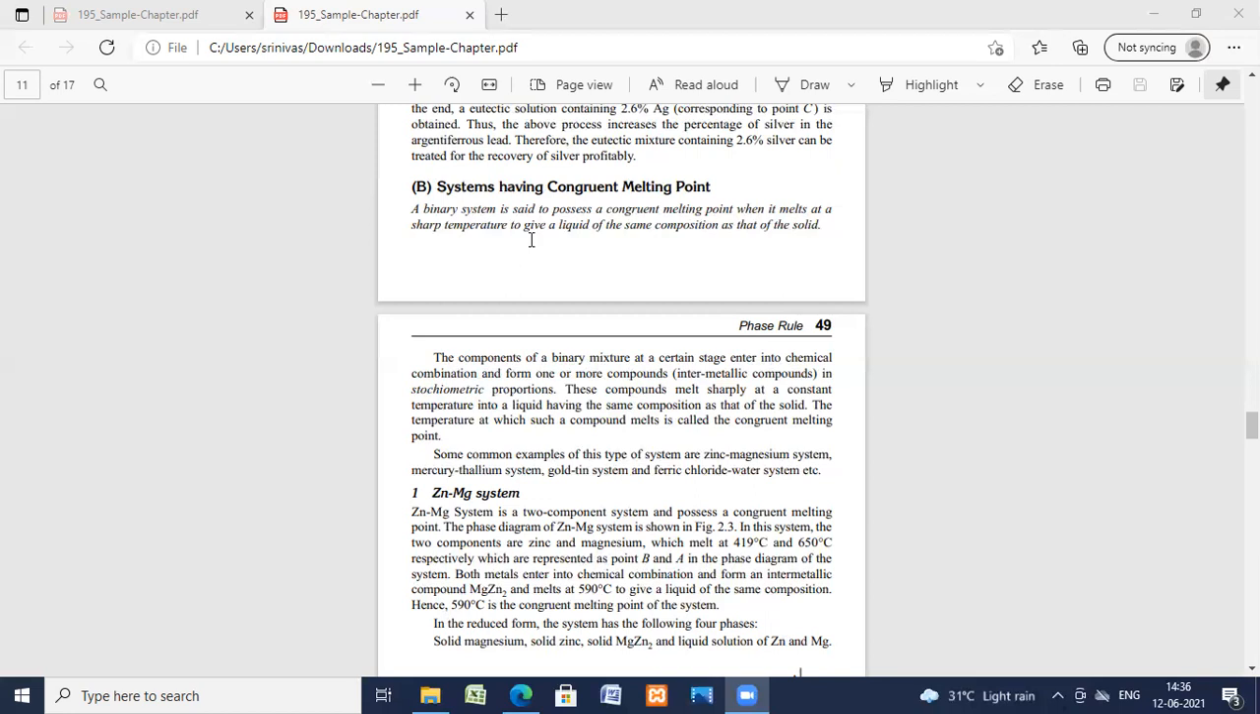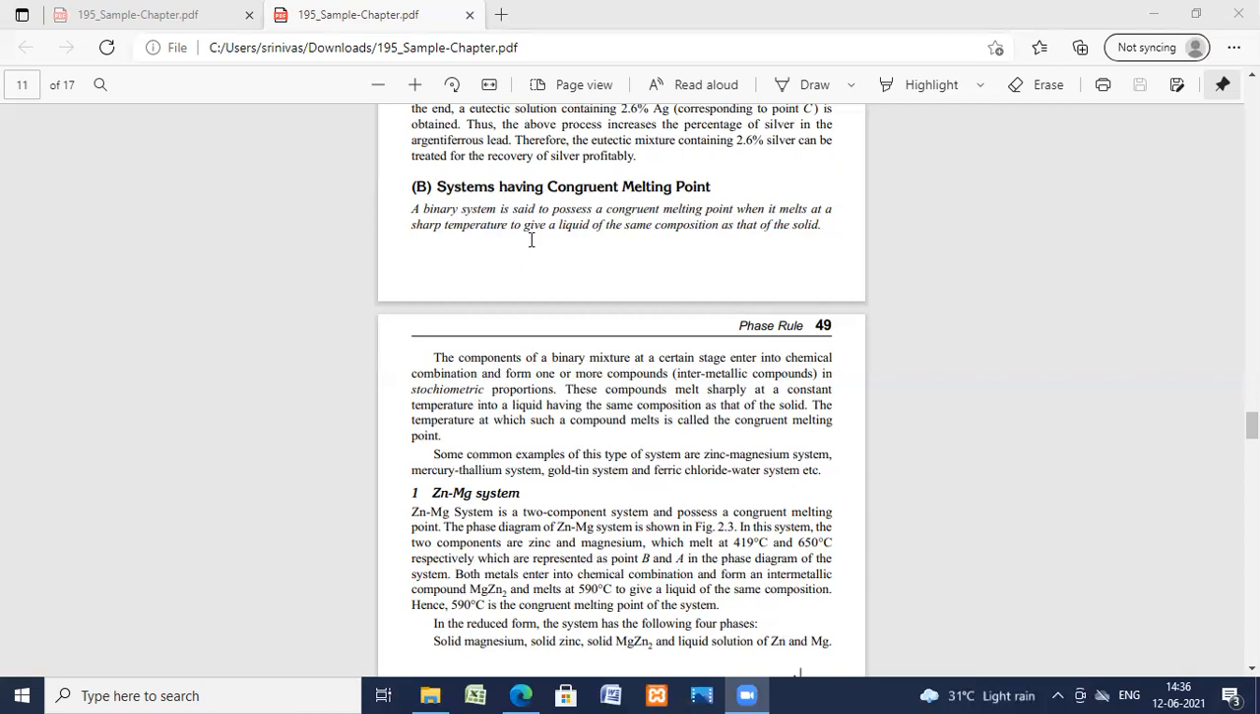The example is the lead silver system. The second system is where two components combine to form a compound with a congruent melting point. The two component system forms a solid compound called an intermetallic compound. It is stable up to its melting point. An example is the zinc magnesium system.